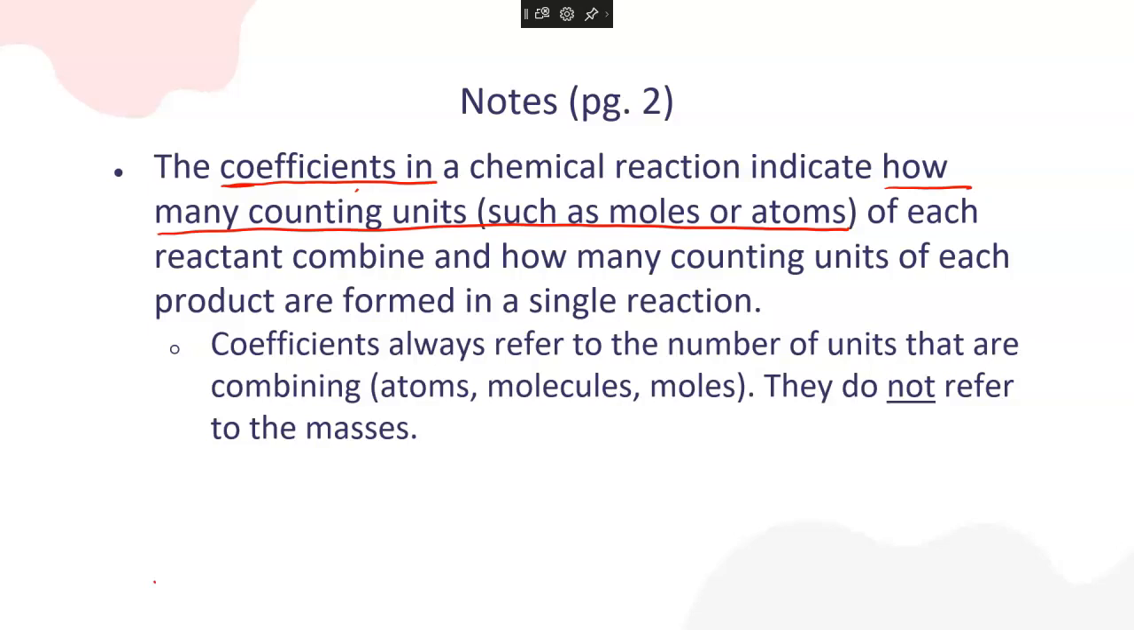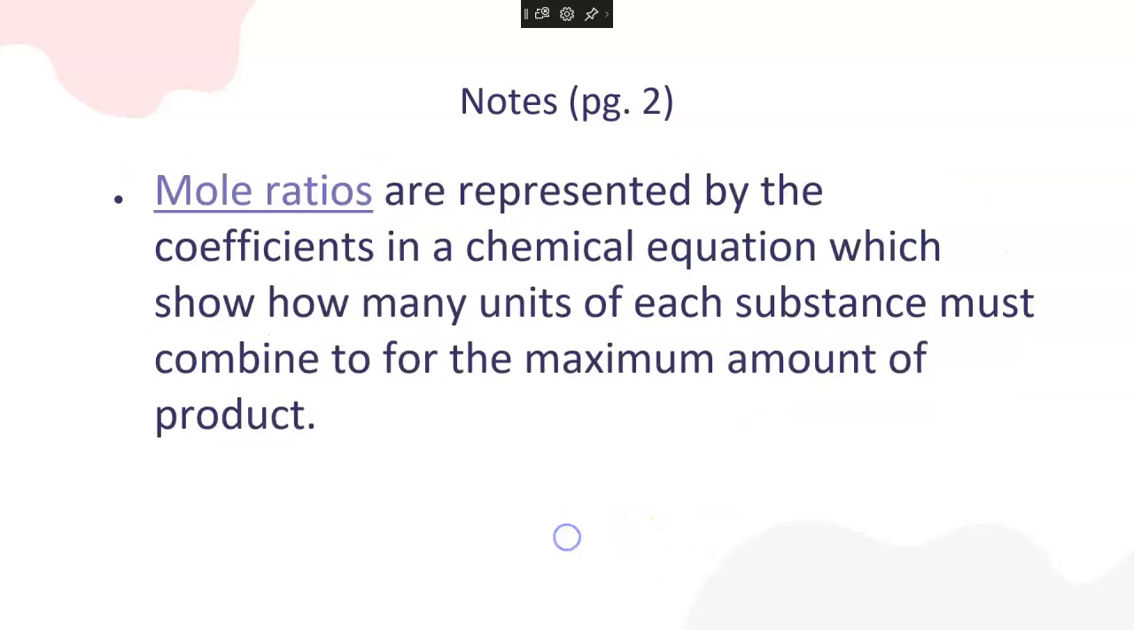Coefficients always refer to the number of units that are combining. Atoms, molecules, moles. We use moles the most. They do not refer to the masses. Mass is conserved in the reaction, but we cannot directly relate the masses of the reactants to the masses of each other or the products, and vice versa. Okay? You should have seen that in the POGL.